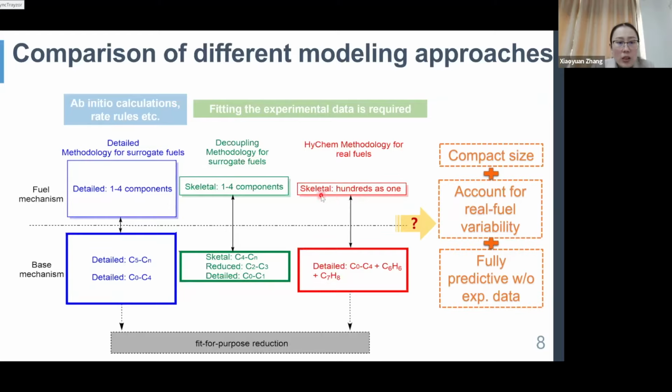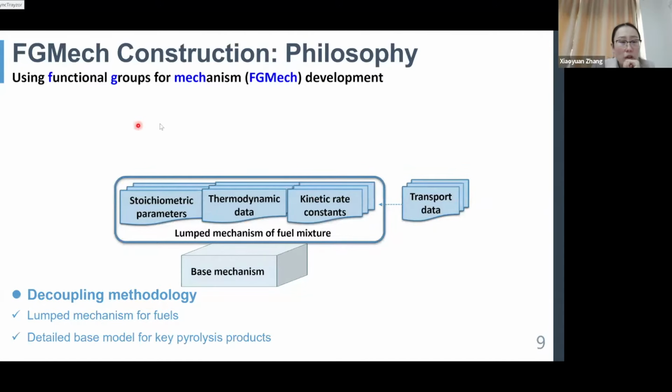So in this work, we proposed a functional group-based approach to model real fuel combustion. The philosophy of the model is also developed based on decoupling methodology. We also use a lumped mechanism to describe the fuel pyrolysis process, and a detailed base model to describe the oxidation of the key pyrolysis products.